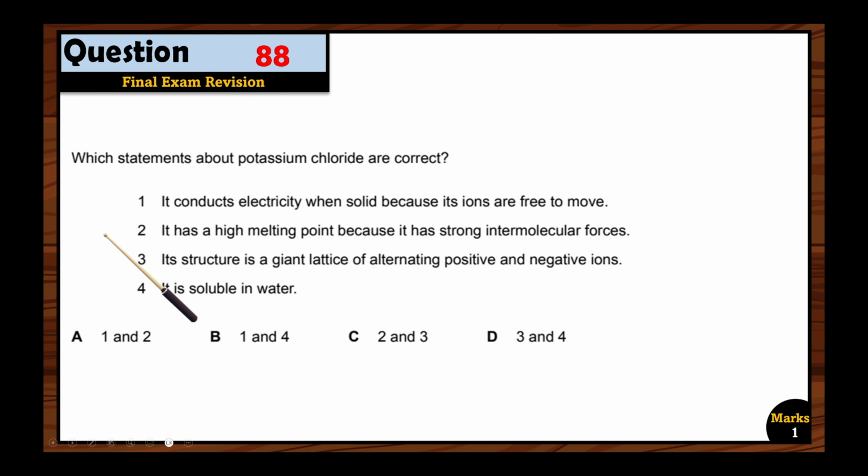Option 1 is rejected. It has a high melting point because it has strong intermolecular forces. See this word again: the term intermolecular forces can never be used for ionic compounds because they don't have any molecular forces. Ionic compounds are not even molecules. We don't use the word molecule for them because they just have ions. They are not sharing electrons, okay? So that's why this option is rejected.